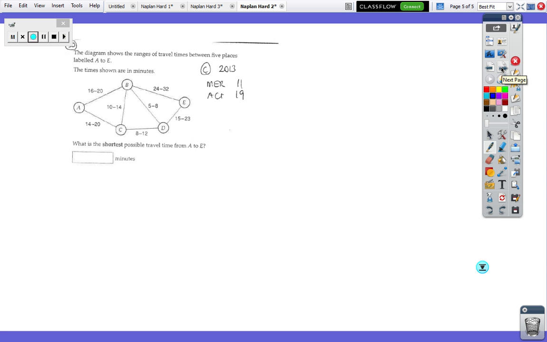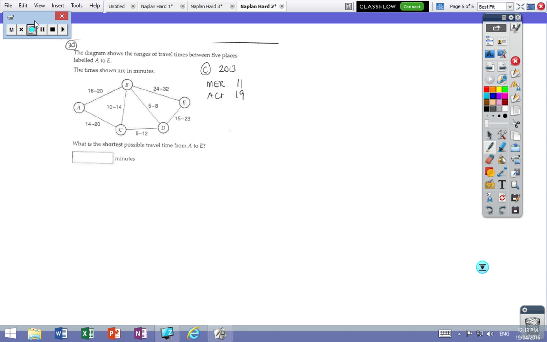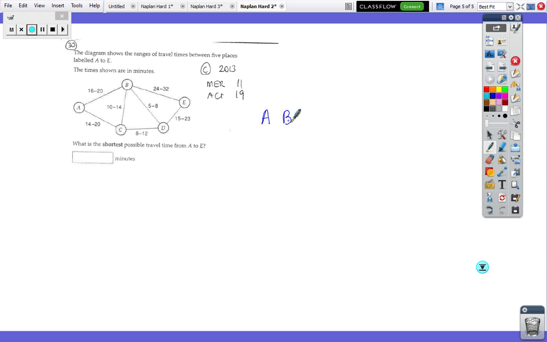Okay, so travel times, it's question 30, so it's the second last question in the paper. Just be systematic, work out all the ways to get from A to E, and just work out the lowest time. So to get from A to E, I can go A, B, E, I can go A, C, D, E, and I could go A, B, C, D, E, but that's going to be longer than A, D, E. I could go A, B, D, E. So I've just done all the different trips.